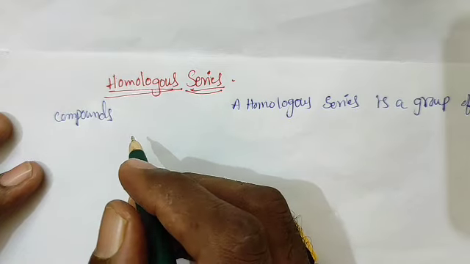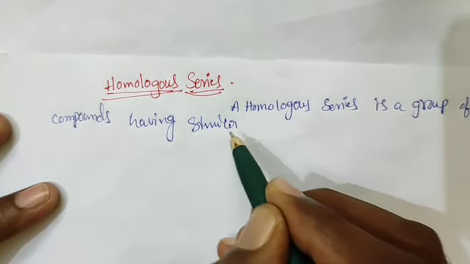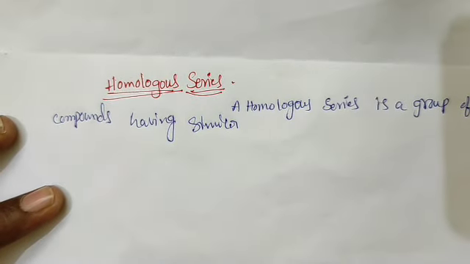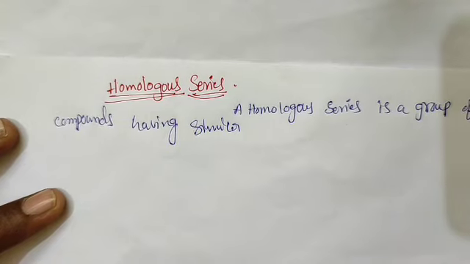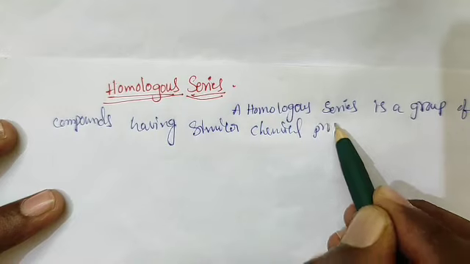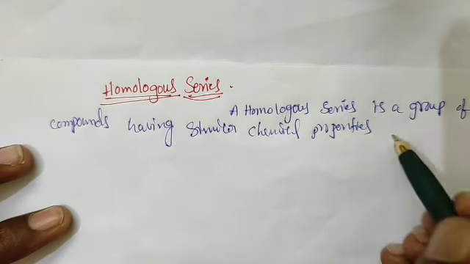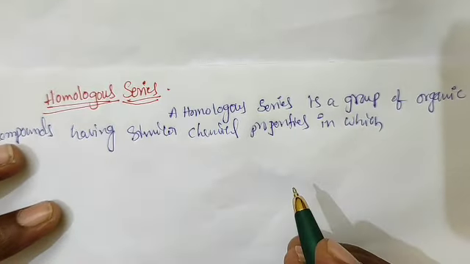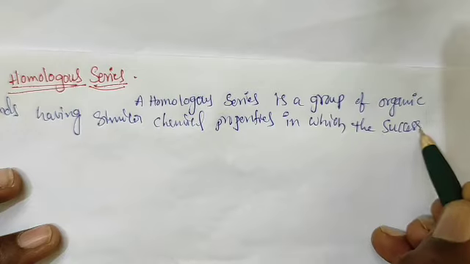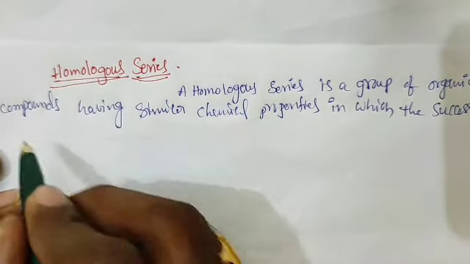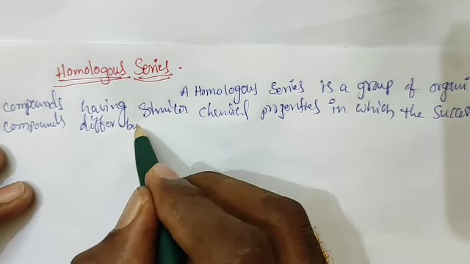Organic compounds group only we will call homologous series, but this has similar chemical properties, in which the successive compounds differ by CH2 group.